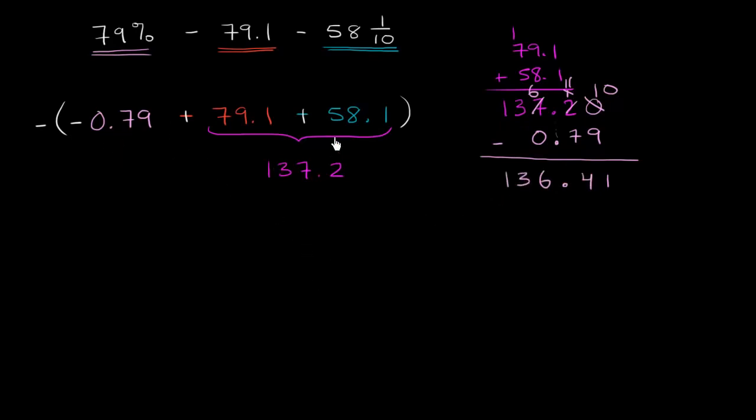So when I computed all of this inside the parentheses, and outside the parentheses I still have the negative sign, I got 136.41, and then we can't forget about the negative sign out here. So this whole thing computes to negative 136.41.